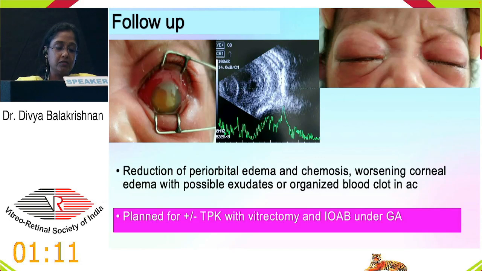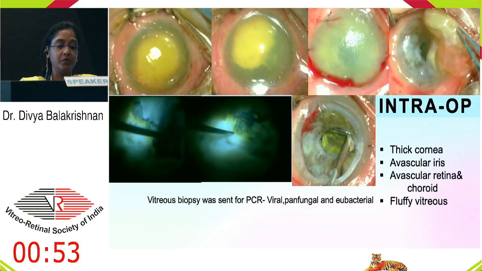On follow-up, you could see that the chemosis and the hyphema had come down, but there was a yellow organized exudate in the anterior chamber, and the B-scan showed a worsening of the vitreous echoes. So we went ahead with the vitrectomy, because the diagnosis was still in confusion. This was the intraoperative picture, in which there was corneal edema.